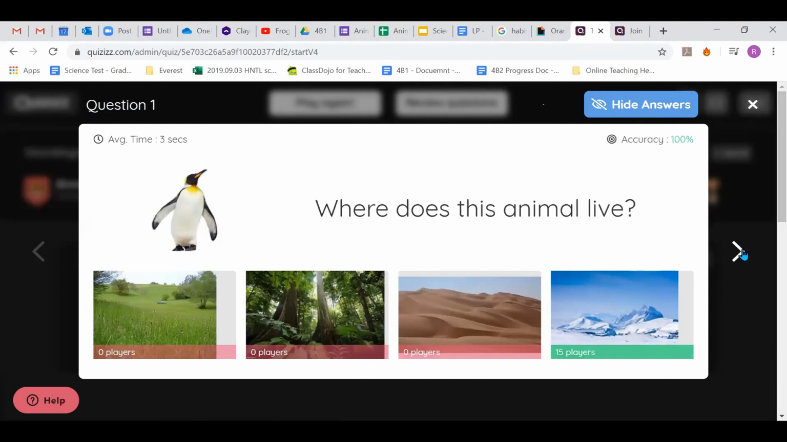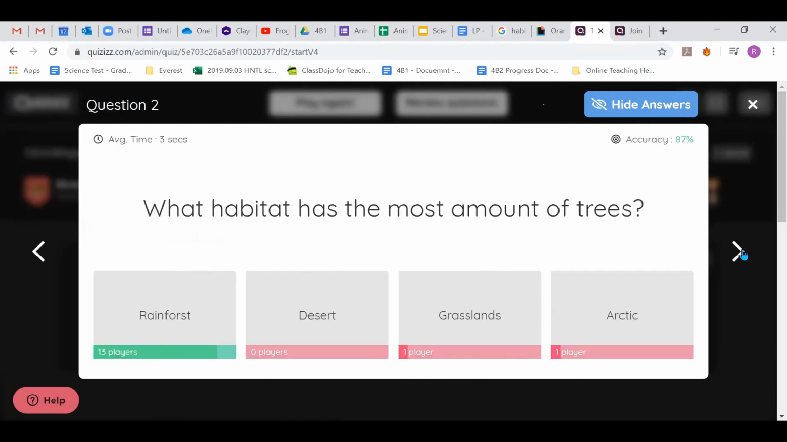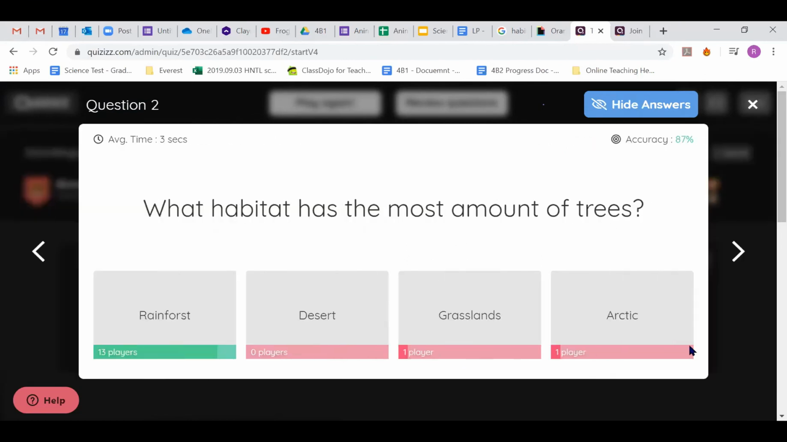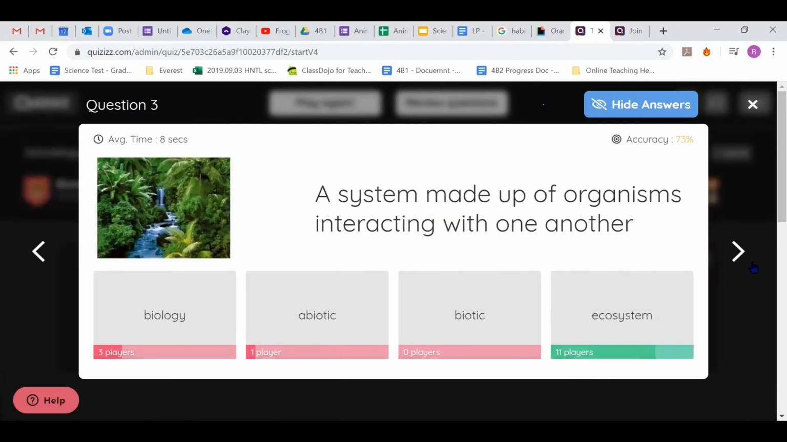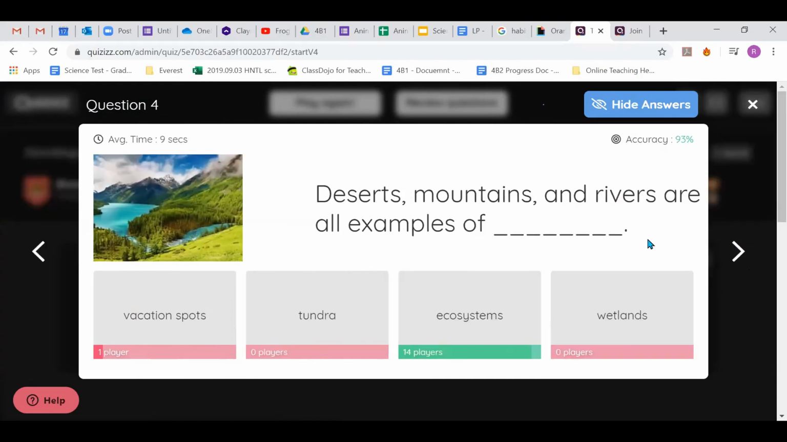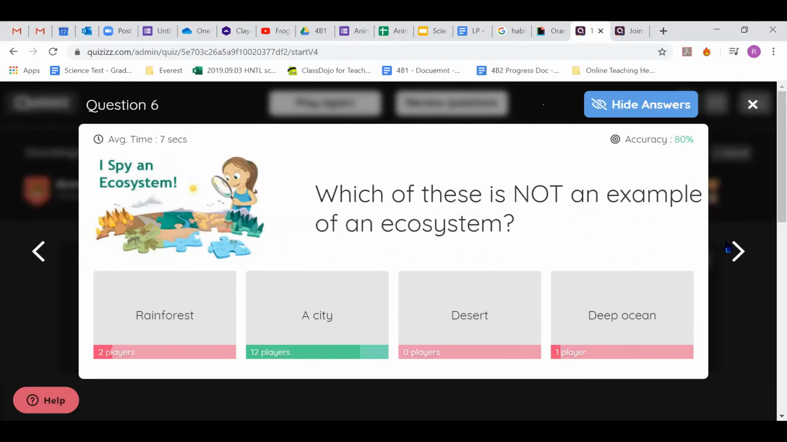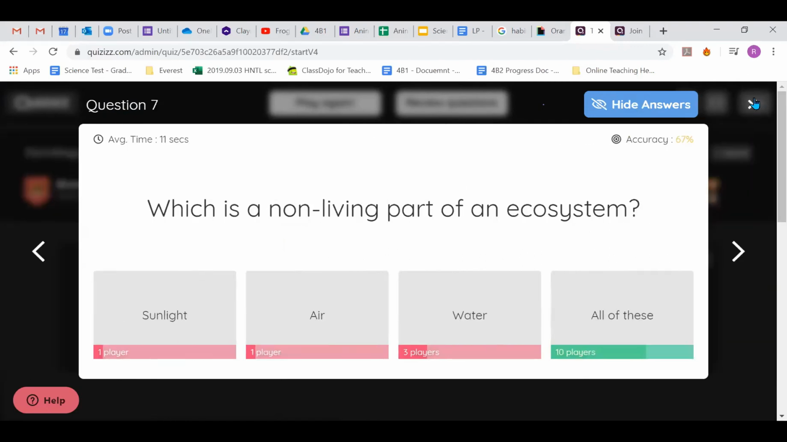Oh, everyone knows where penguins live, which is good. Okay. Who thinks trees grow in the Arctic? Interacting with each other. Yeah, ecosystem, good job. Deserts, mountains, rivers are examples of ecosystems, good stuff. Good job. Okay, no major problems there, good stuff.